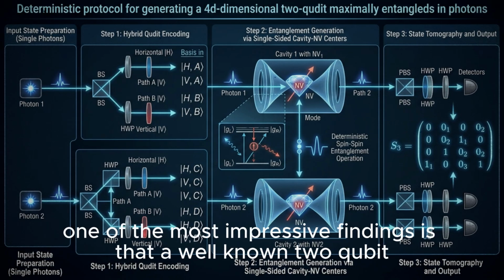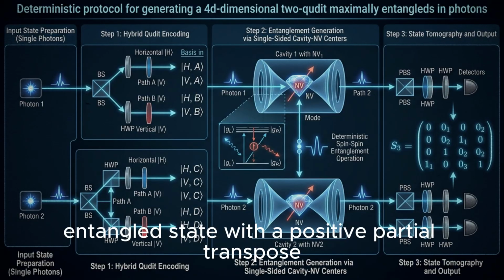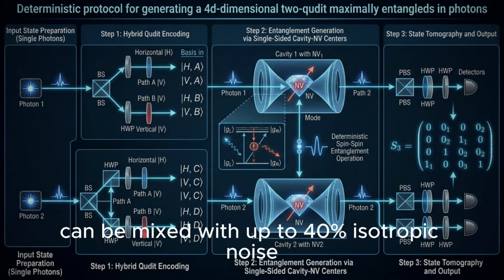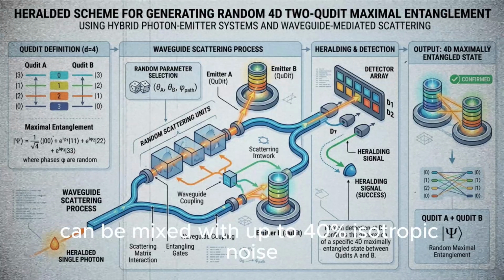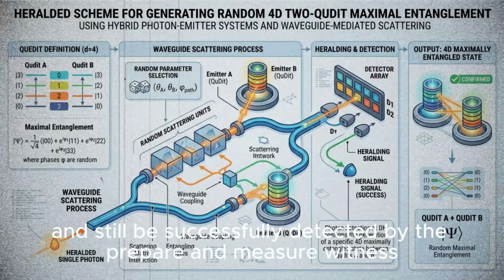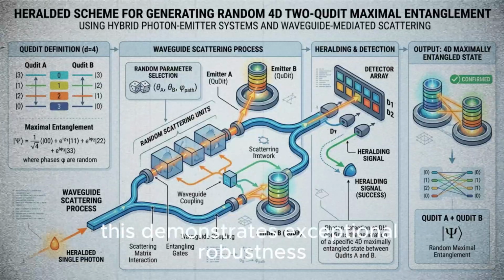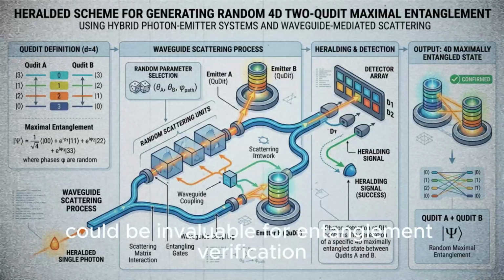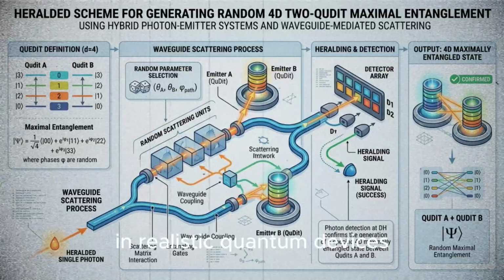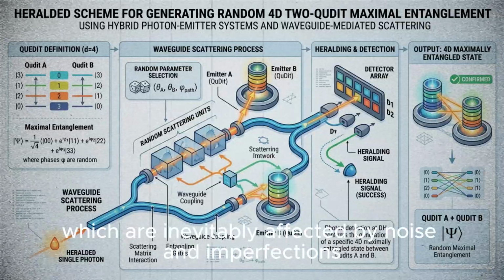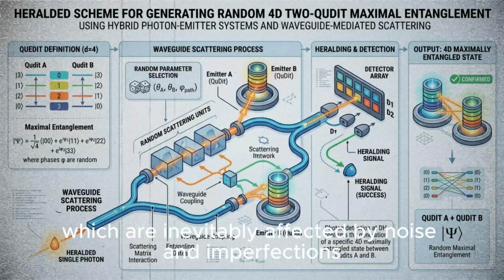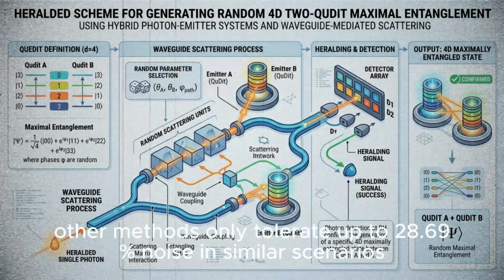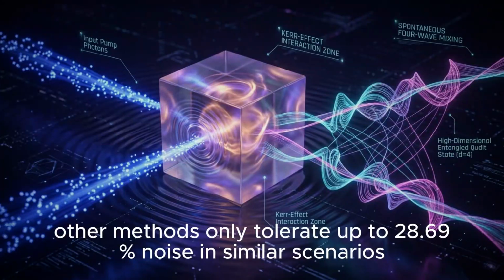This research has yielded some compelling quantitative results. One of the most impressive findings is that a well-known 2-qutrit, 4D, bound entangled state with a positive partial transpose can be mixed with up to 40% isotropic noise and still be successfully detected by the prepare and measure witness. This demonstrates exceptional robustness and suggests that these witnesses could be invaluable for entanglement verification in realistic quantum devices, which are inevitably affected by noise and imperfections. By comparison, other methods only tolerate up to 28.69% noise in similar scenarios.